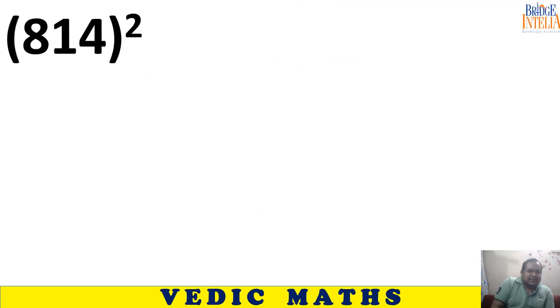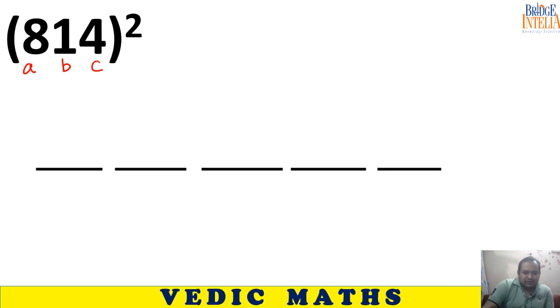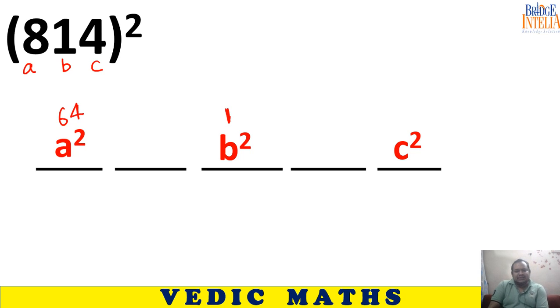Again, same method. You can assume A is equal to 8, B is equal to 1 and C is equal to 4. And you have to fill these 5 blank spaces. So let's do that. So A square. So A is equal to 8, so we write 64 here. B is equal to 1, so 1 square is equal to 1. We write 1 here. C is equal to 4, so C square is equal to 16. So we write 16 here.